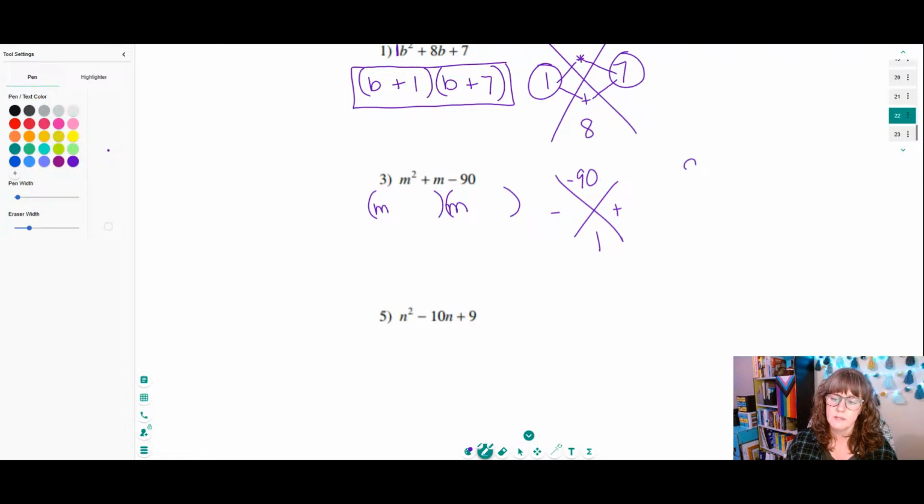Another way, I actually really like the T-chart method a lot better than the X method. So with the T-chart method, what we're going to do is list out all the different factors of 90. What I do is I always start with 1 and the number itself, so 1 and 90. And then can 2 go into it? Yes, that's 45. Can 3 go into it? Yes, that's 30. Can 4 go into it?